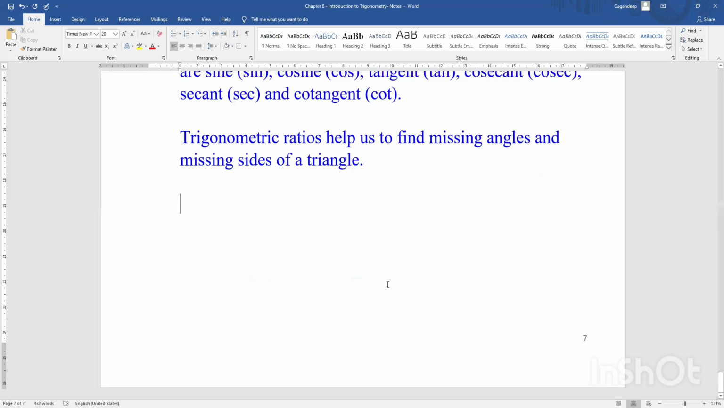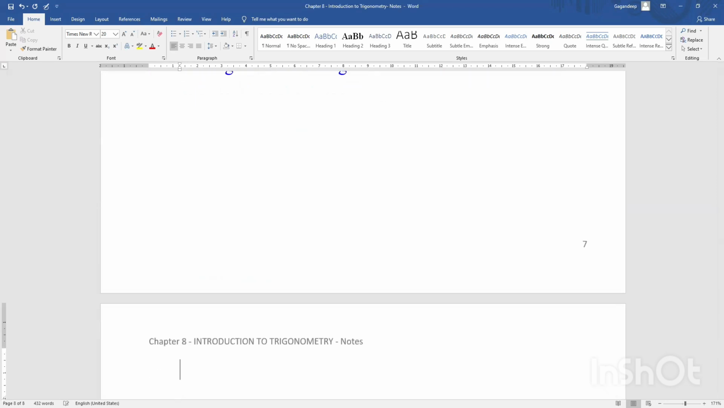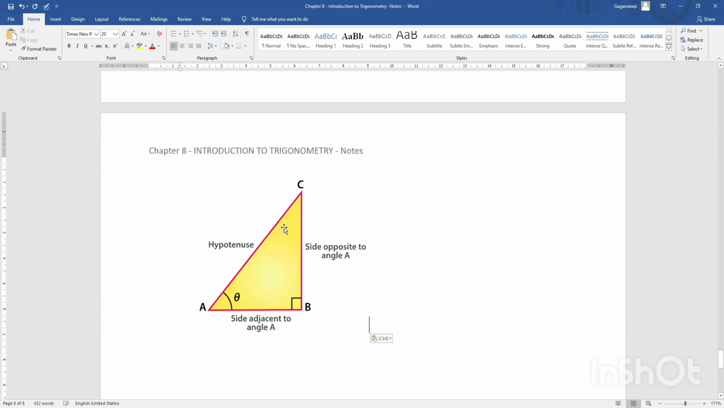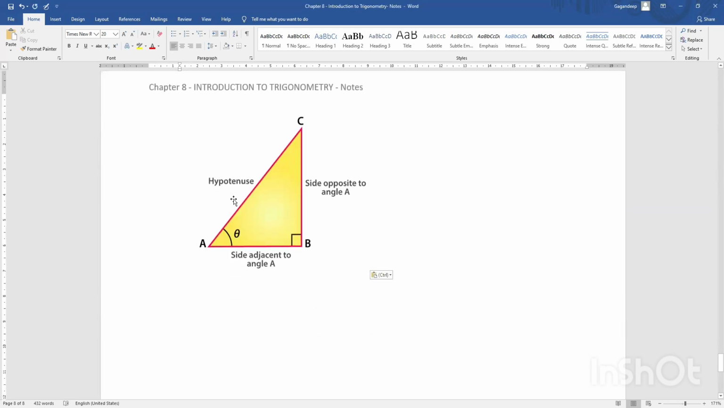Then I come to the next part. Now here we have the triangle ABC, and AC is the hypotenuse. This is AB, the adjacent side. The side adjacent to the angle theta will be called the adjacent side, and BC, the side opposite to theta, will be called the opposite side. So BC is the opposite side, AC is the hypotenuse, AB is the adjacent side.